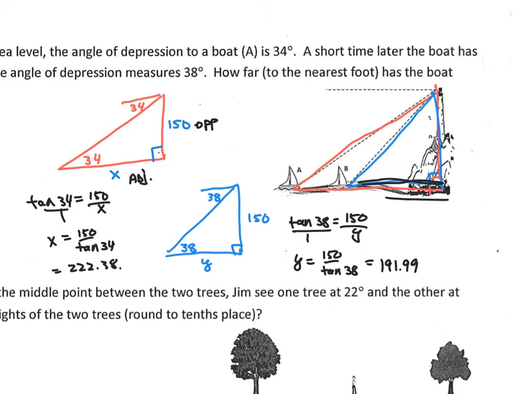So if we subtract these distances, we could see how far the boat actually moved. So 222.38 minus 191.99 is going to equal 30.39 feet. That's the distance that the boat actually traveled.